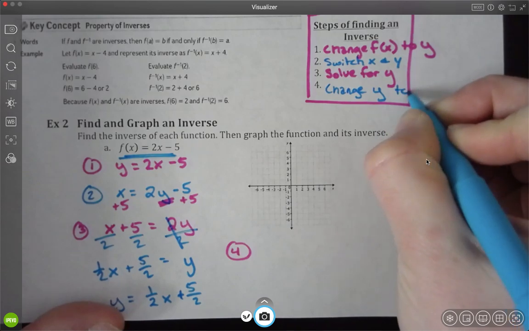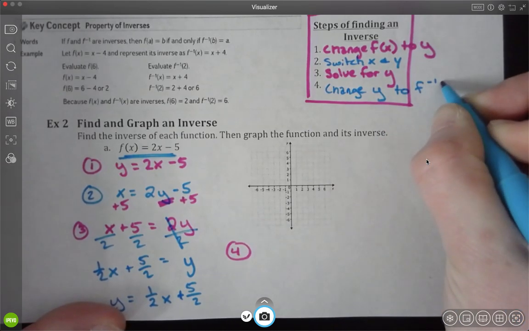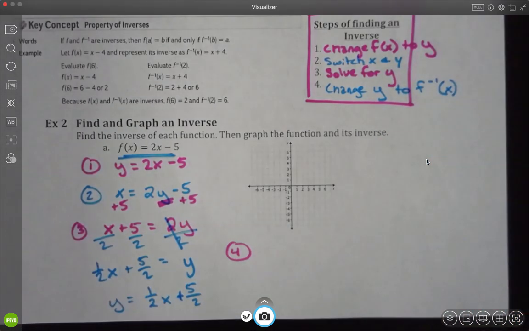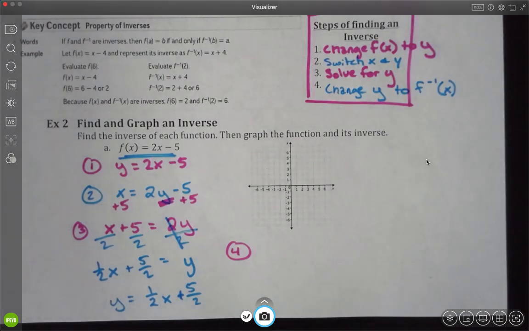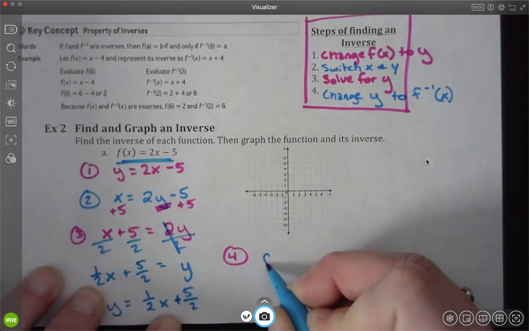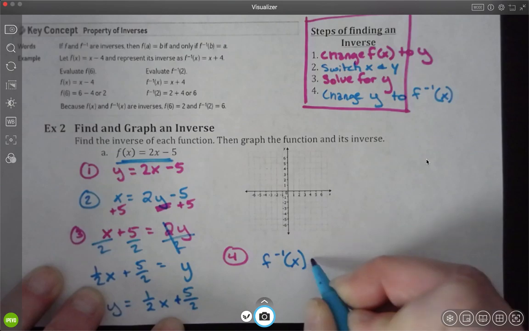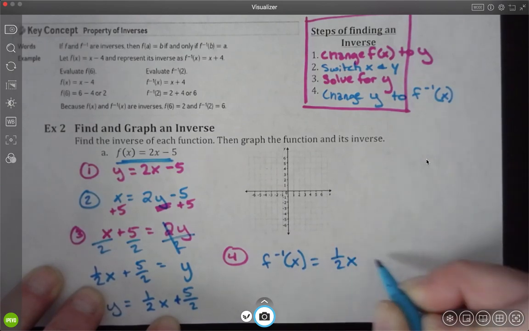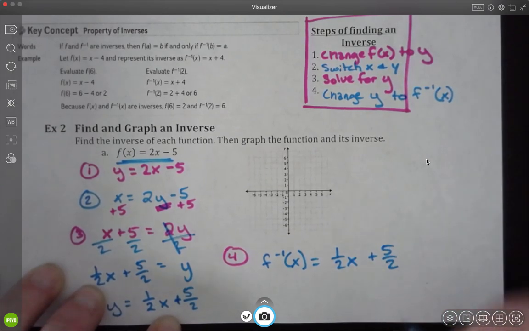y to, and this is called f inverse of x, but it looks like f to the negative 1 power. That means f inverse of x, not f of x, f inverse of x. It looks like the negative 1 power. So all I'm doing is renaming him, right? So the y becomes f inverse of x equals 1/2 x plus 5 over 2, okay? And now I'm going to graph my 2 guys.